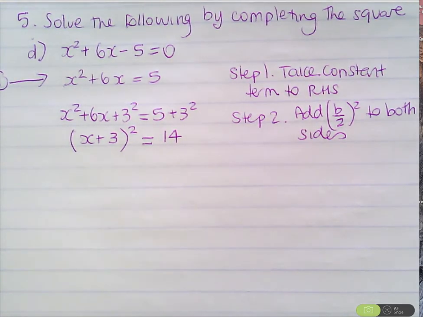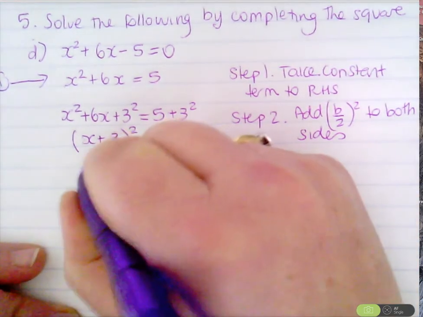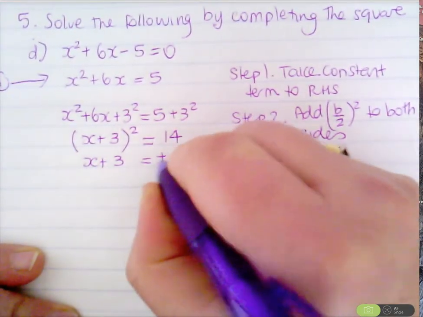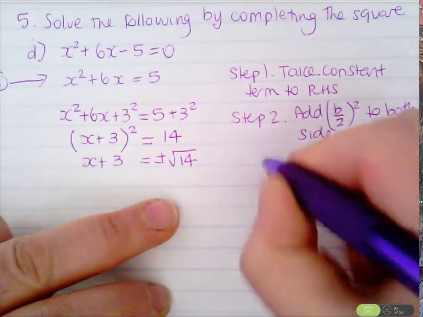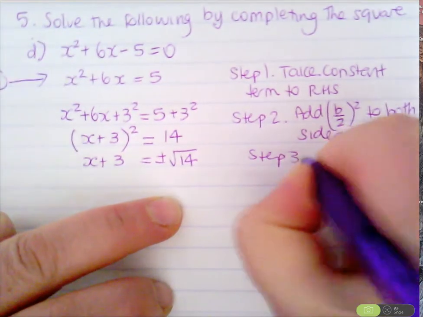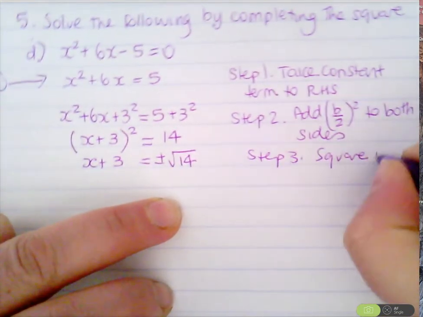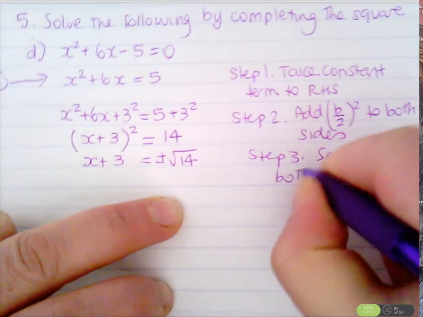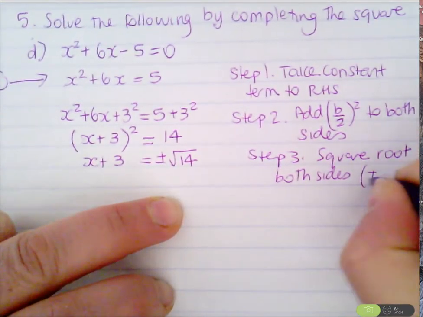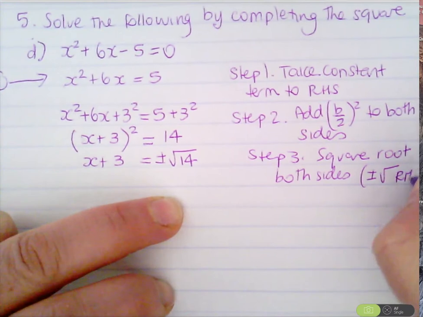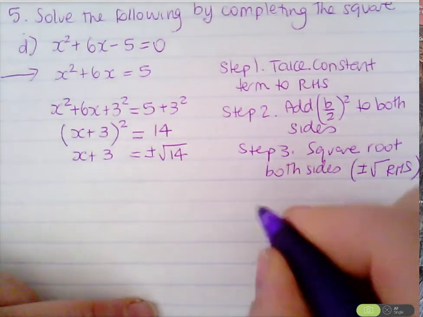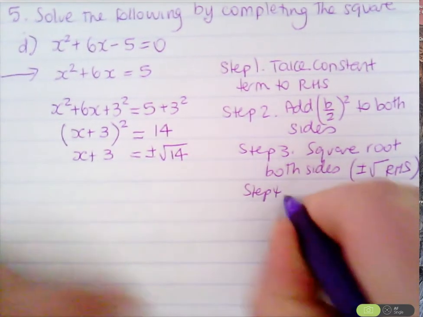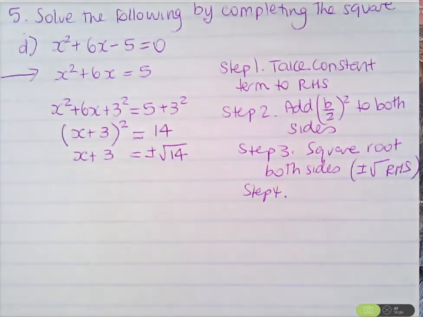Now I solve it. How do I get rid of the squared? Square root both sides, but put plus or minus on the right-hand side. All right, so step 3 is to square root both sides. And remember to put the plus or minus square root of the right-hand side. And then step 4 is to take that plus 3 over to the other side.